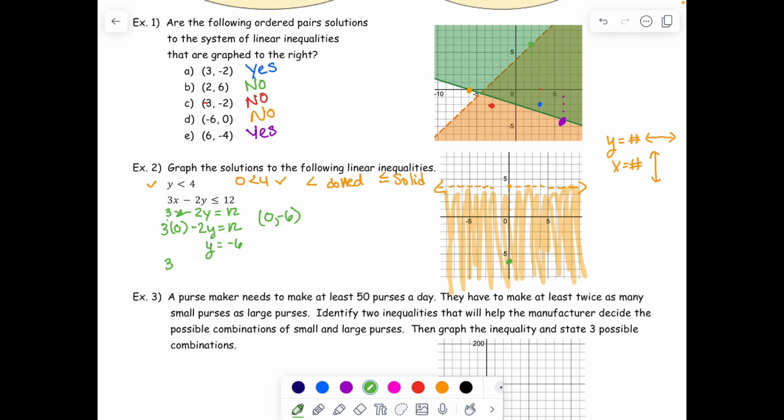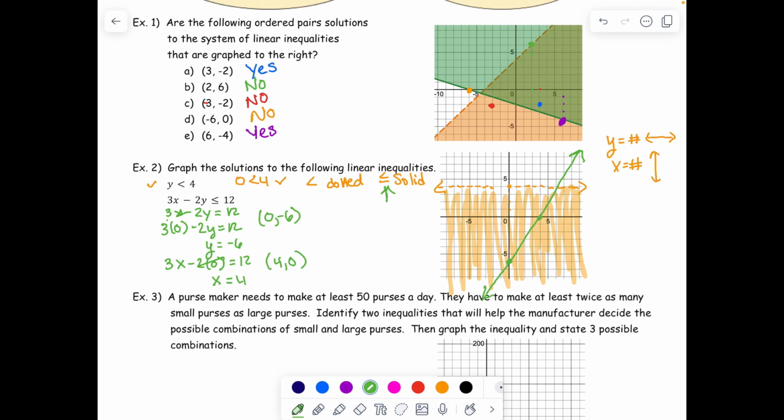And if I made the y 0, now x would be 4. So this would be (4, 0). And that's our x-intercept. And our line also has this symbol, so we're going to make it solid. And I'm going to do my best that I can to draw it.